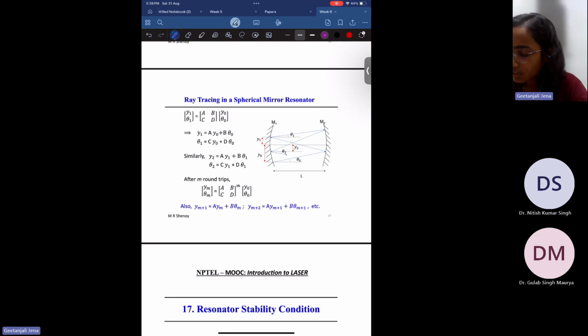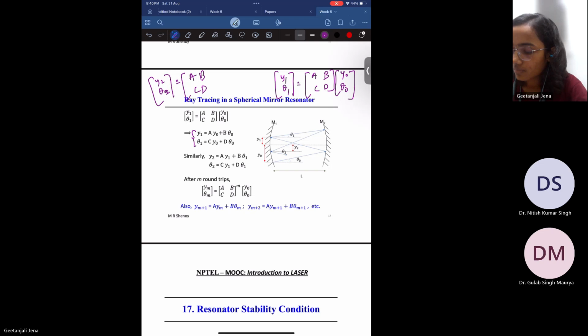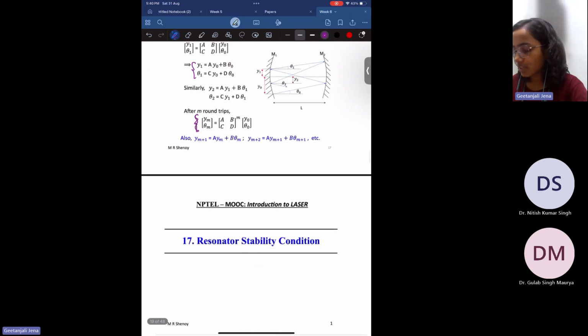Some additional relations: we have already seen that after one round trip, y1 theta 1 is related to y0 theta 0 by the matrix ABCD. After the second round trip, y2 theta 2 is ABCD times y1 theta 1, so instead of y0 theta 0 it will be y1 theta 1. That means after m round trips, we have the relation y_m theta_m equals ABCD to the power m times y0 theta 0. So these are all about the ray transfer matrix.